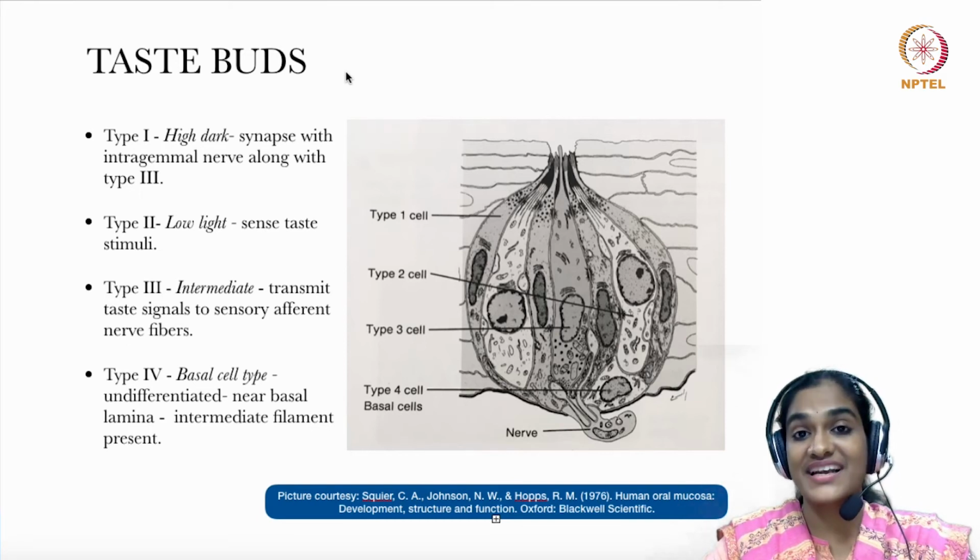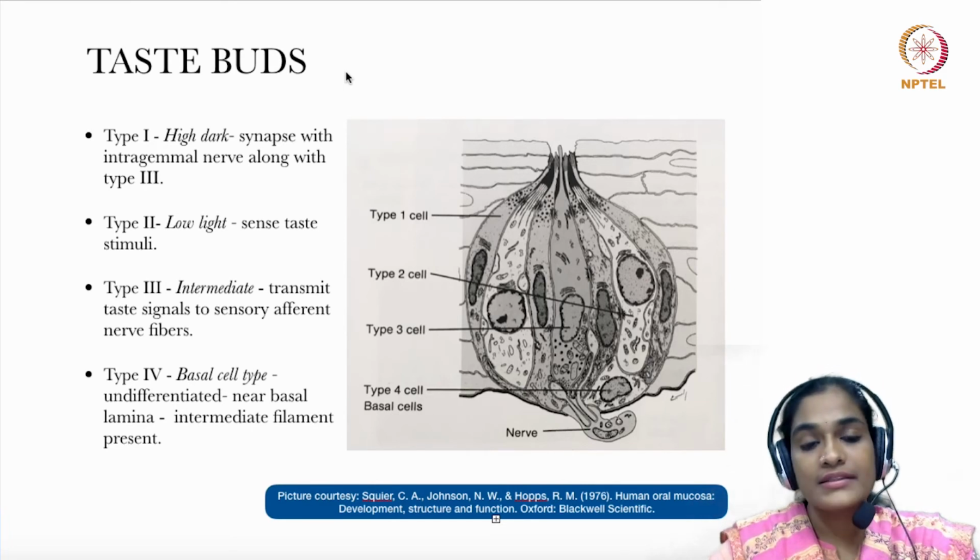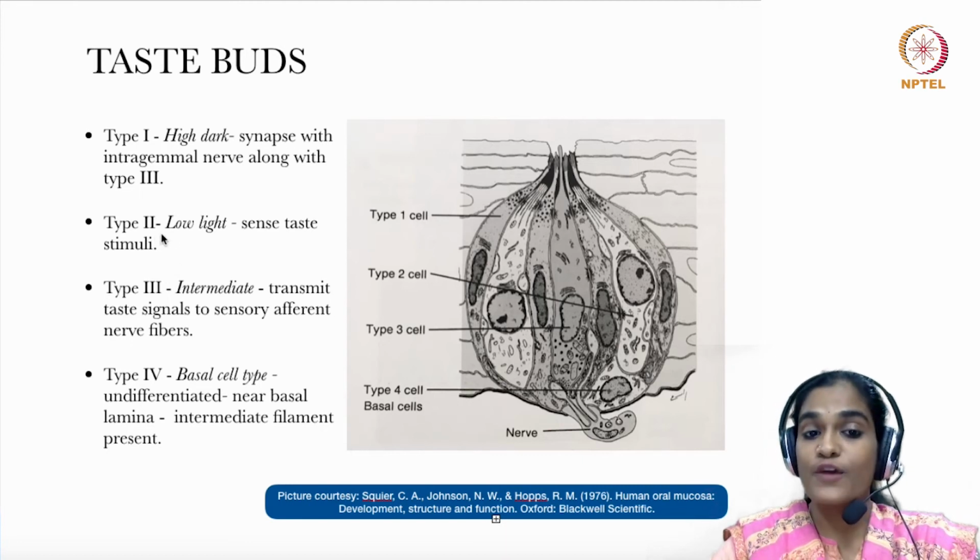They express GLAST, a transporter for glutamate. They are involved in terminating the synaptic transmission, restricting the spread of transmitters. Thus, they act as glial cells of nerve or brain. The type 2 cells are morphologically similar to type 1 cells.